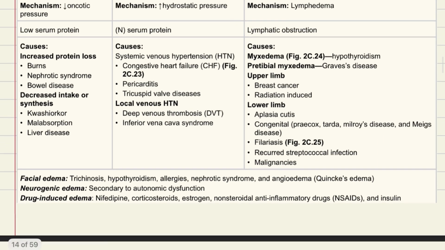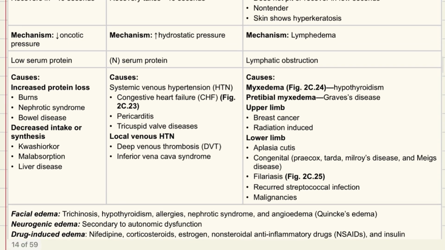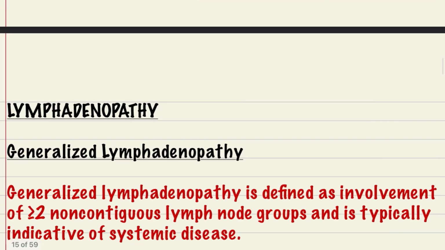Along with it, we see facial edema in other diseases like angioedema, in the case of Quincke's edema, then the nephrotic syndrome, trichinosis, hypothyroidism and allergies. Neurogenic edema is secondary due to autonomic functions. Then we have drug induced edema like nifedipine, corticosteroids, estrogen, NSAIDs and insulin also. So these are the important classifications for the type of edema and their causes.